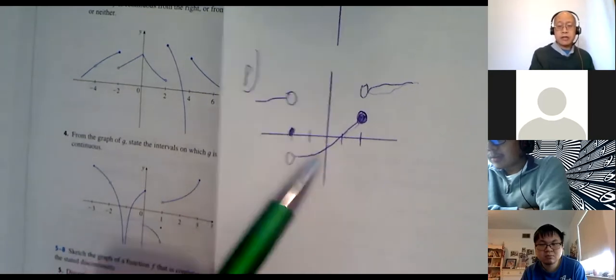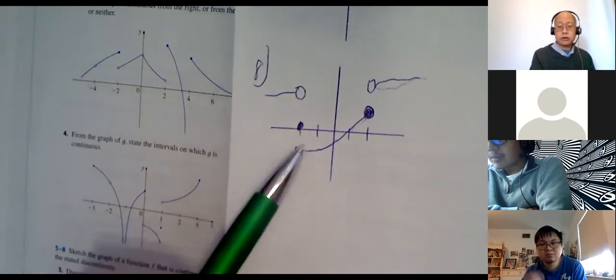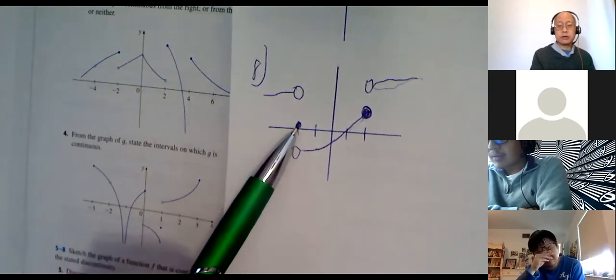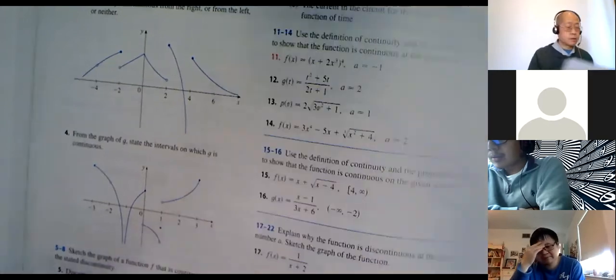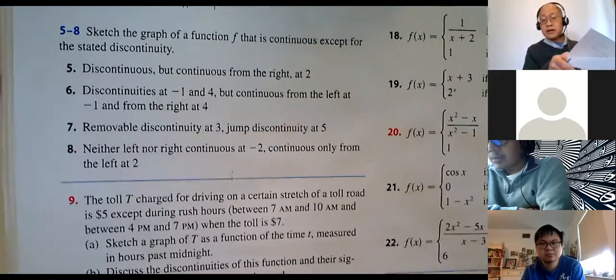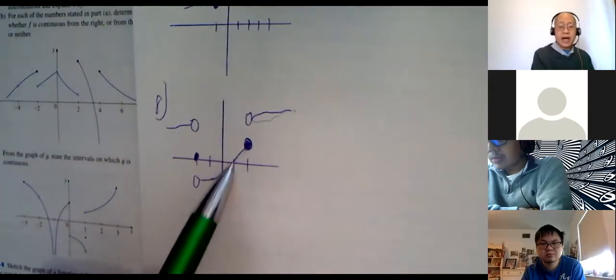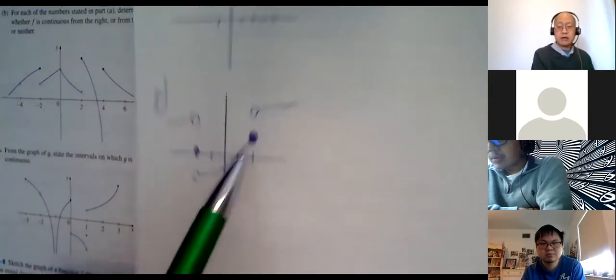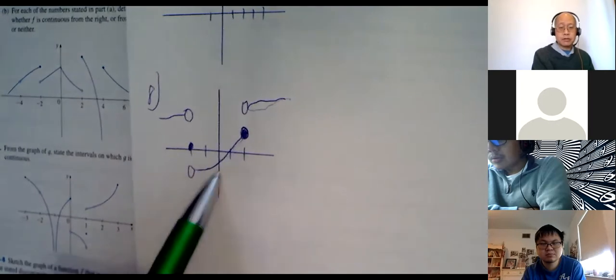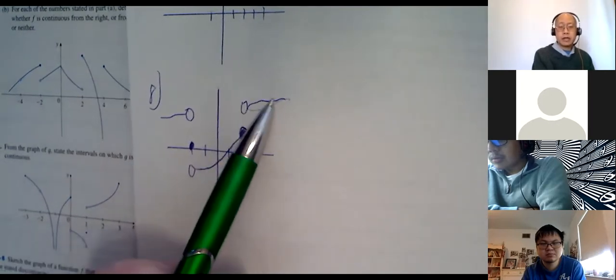So there it is. If I come either from the left or the right, I don't have a closed circle. I have to jump somewhere else for a closed circle. And then it says, number 8, continuous only from the left at 2. So when I come from the left side, I actually can reach the function value without lifting up my pencil from the paper. So here's an example. Dot there, open here, and continue on.